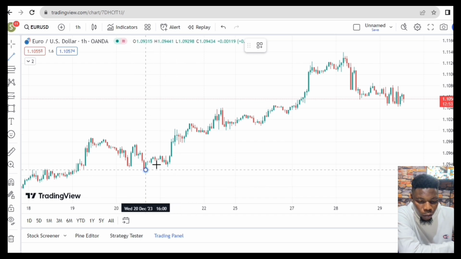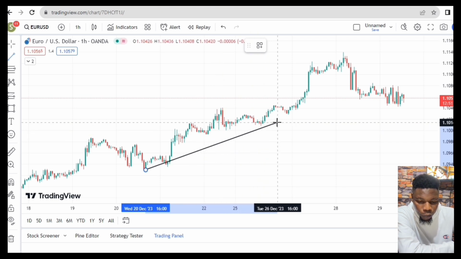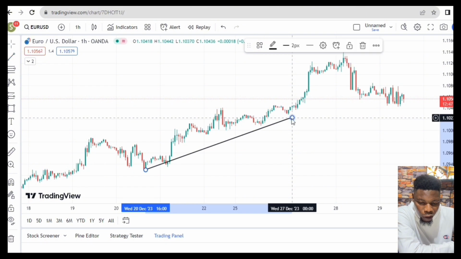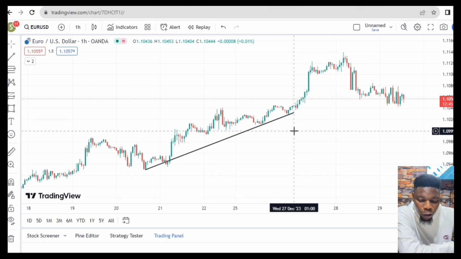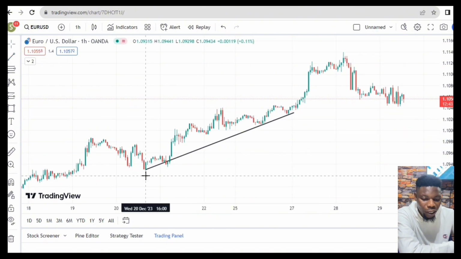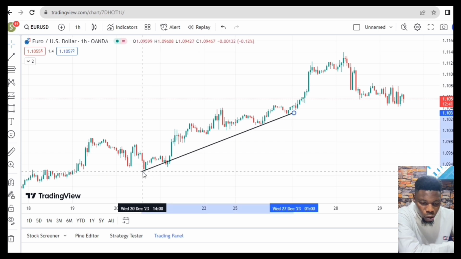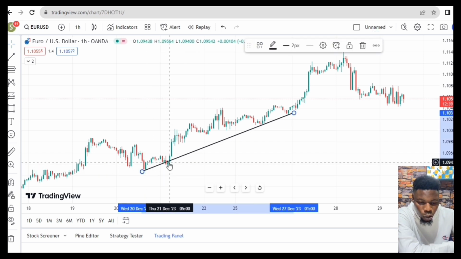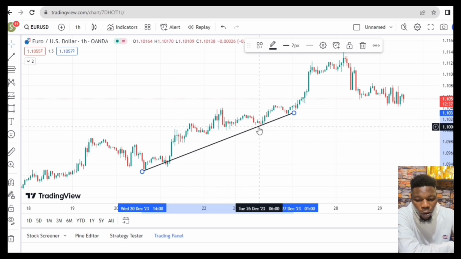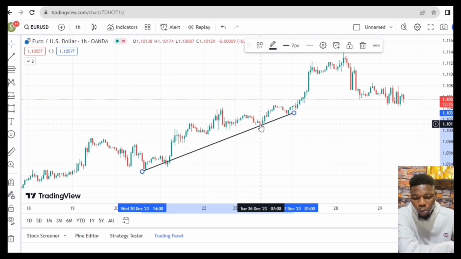We start from the low, since we are going up, and we need a minimum of 2 touches. To me, to draw a trend line, you need a minimum of 2 touches. Some people will say 3 or thereabout, but to me 2 is okay. So we have 1, 2, so this is a trend line, and we have 3. So 2 or more makes it more valid.